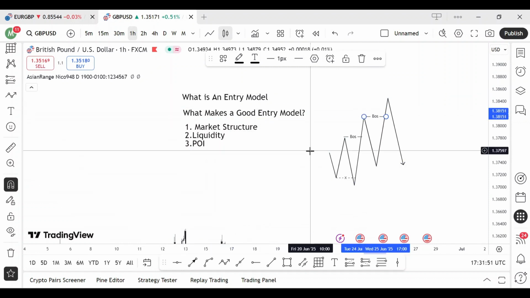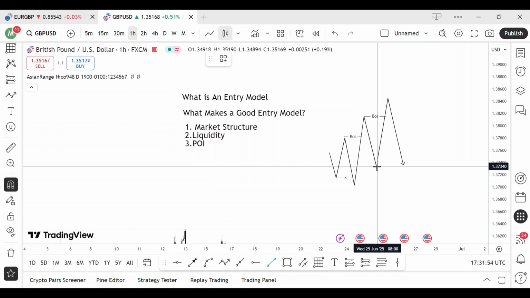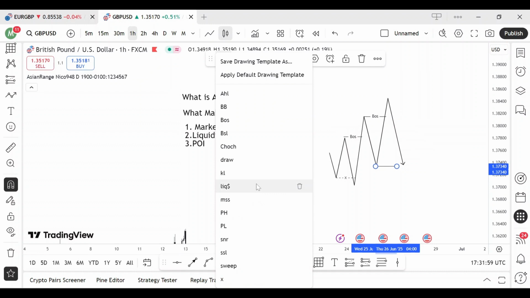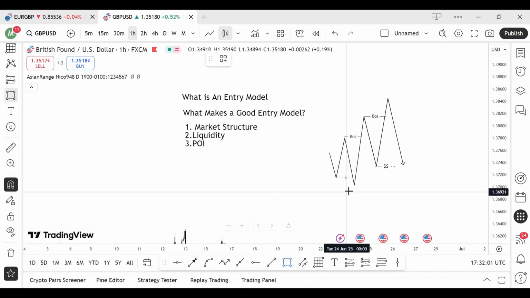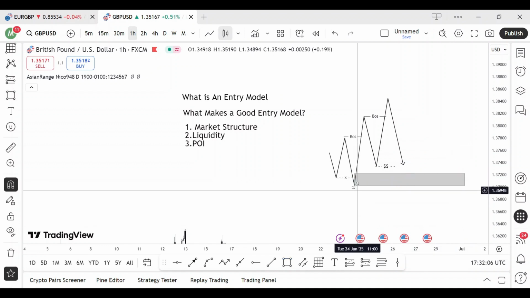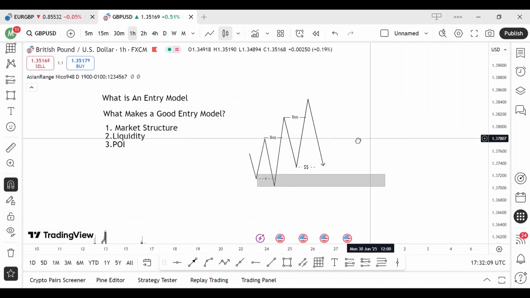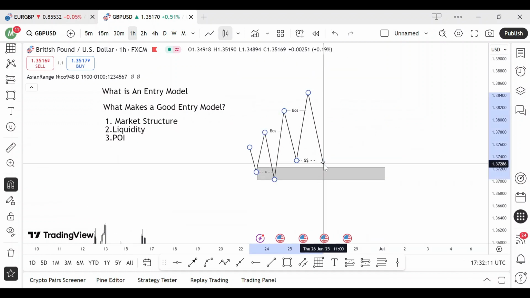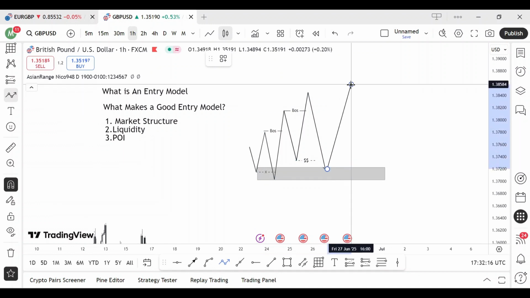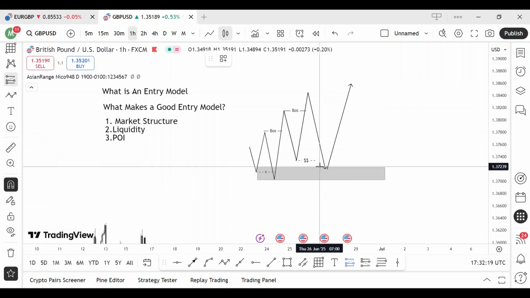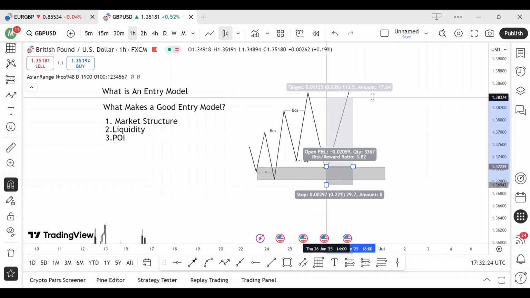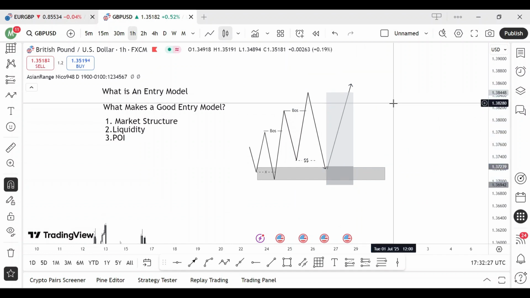So what is the next thing we look for? We look for liquidity. In this case, this zone here, liquidity. Then what's the next thing? Then our POIs, which is the specific place we are looking to enter the market from. So what do we do? We wait for price to retrace back into this zone, then we look for buys and target this next high. Is that simple?